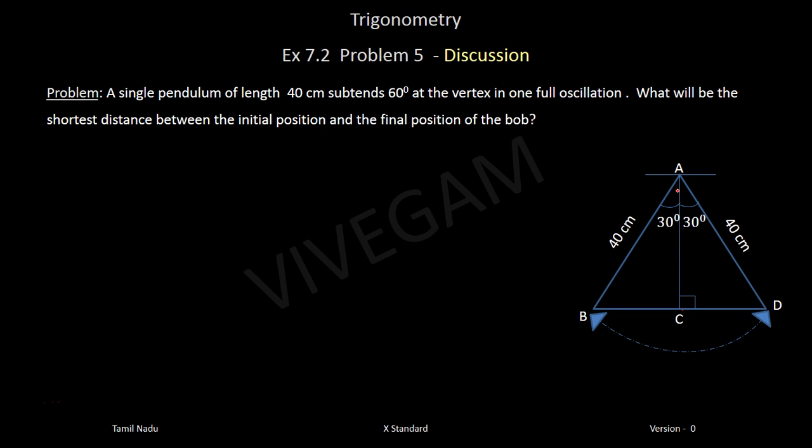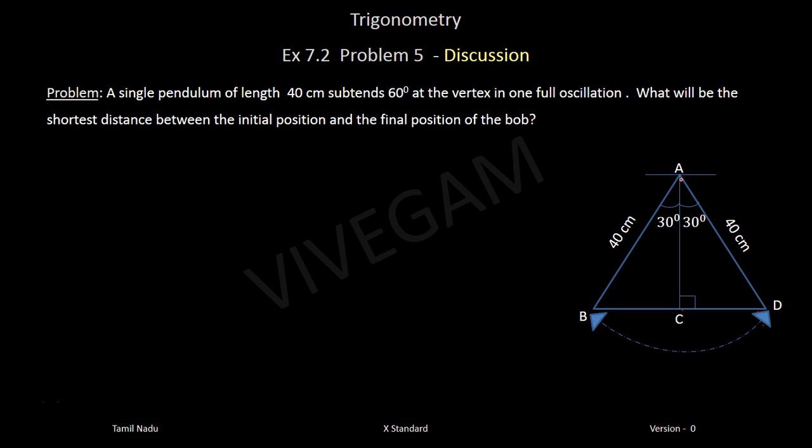So this is the equilibrium position, and when it oscillates, it goes up to one point, reaches this point B, and then returns back. So this is the oscillation, right? Actually, it's not the initial position, these are the two extreme positions. This is one extreme position and this is another extreme position. And the angle it subtends at the center is 60 degrees altogether, the angle at the vertex is 60 degrees.